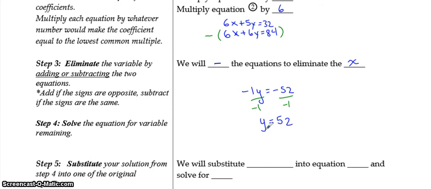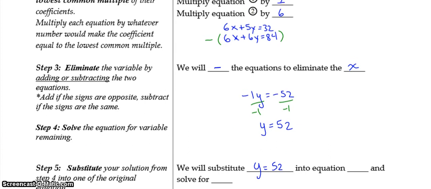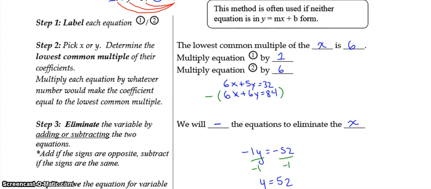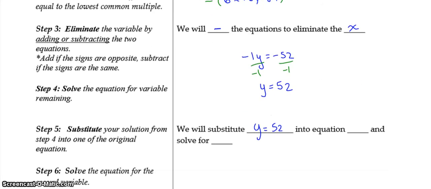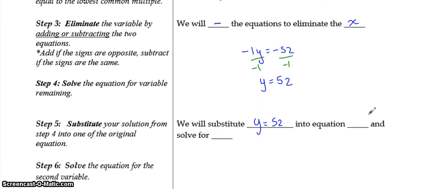Now what you do is you're going to take that y equals 52 and substitute it into either one of the equations. You can substitute it into equation 1 or you can substitute it into equation 2, whichever one you prefer. Probably substituting it into equation 2 would be easier because there are fewer numbers to work with. So we're going to substitute that into equation 2 and then solve for x.